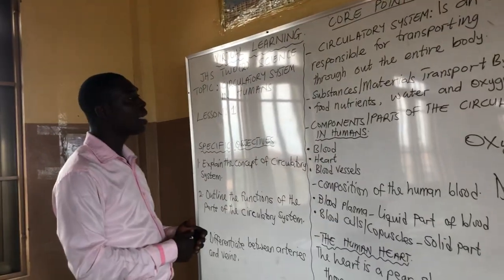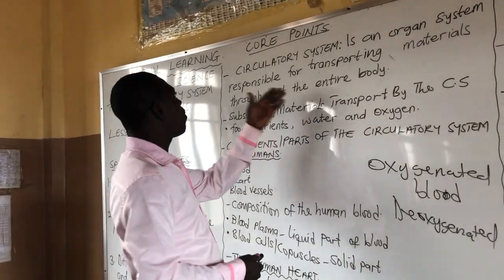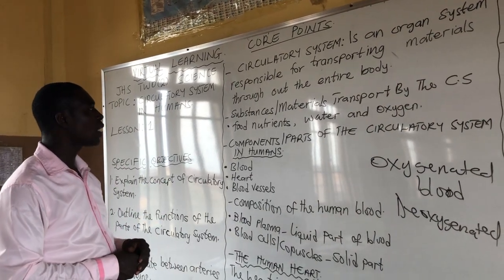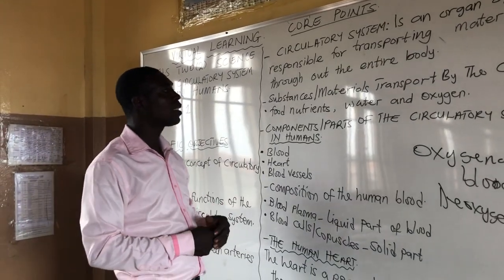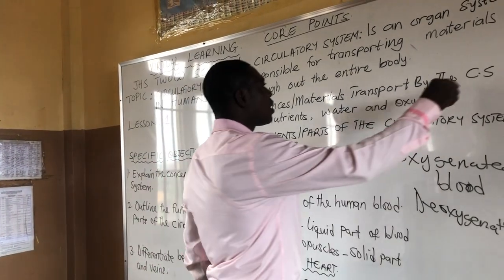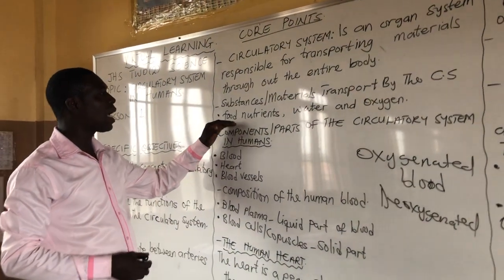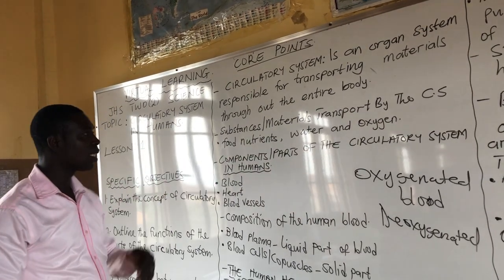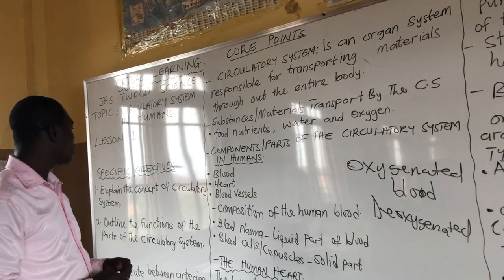And we also know the meaning of circulatory system, which is a system responsible for transporting materials throughout the entire body. And we've also seen some substances or materials transported by the circulatory system. We know the following are the substances: we have the food nutrients, we have water, and we have oxygen. So these are substances or materials transported by the circulatory system.